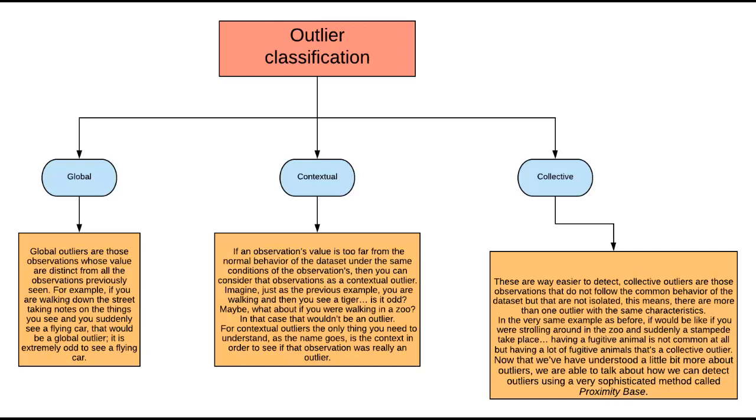So the next type of outliers are the contextual ones. If an observation's value is too far from the normal behavior of the dataset under the same condition of the observations, then you can consider that observation as a contextual outlier. Sounds like a tongue twister, right? Let me give you an example.